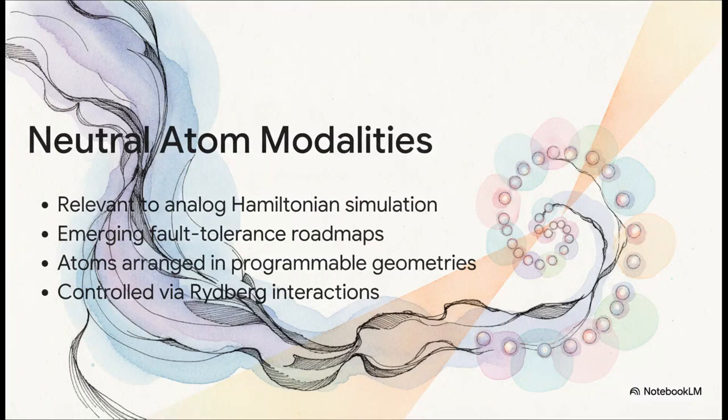This is entirely possible because neutral atoms can be arranged using optical tweezers into highly flexible, programmable geometries. The computations are controlled by driving Rydberg interactions, detunings, and amplitudes over time. The software problem here isn't routing. It's embedding your logical problem directly into the physical spatial layout of the atoms themselves. It is incredibly powerful for simulating many-body physics and is actually becoming increasingly relevant for emerging fault tolerance roadmaps due to its flexible connectivity. But again, it demands an entirely different programming abstraction.